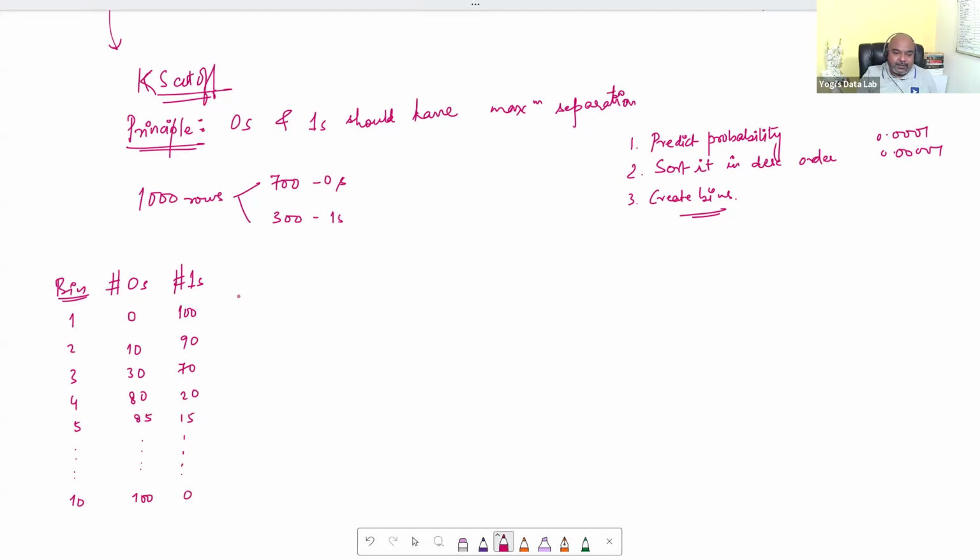The next step is to calculate the percentage of zeros and percentage of ones. So 0 divided by 700 is 0 because I have 700 zeros, right? Then you will have 10 divided by 700. So let's say it is 0.01. I'm not calculating anything, I'm just assuming. Let's say this is 0.02. This is 0.13, 0.14, and this will be 100 divided by 700. So let's say it is 0.70 or something.